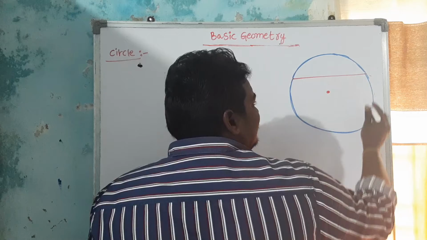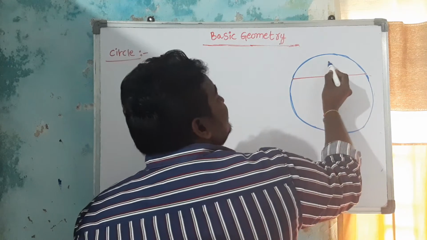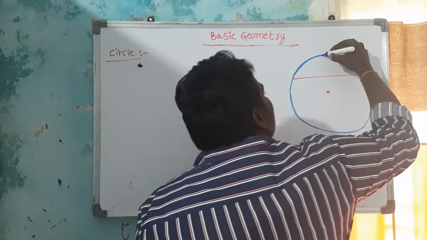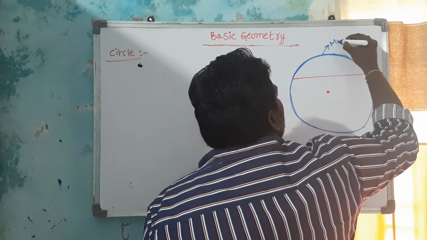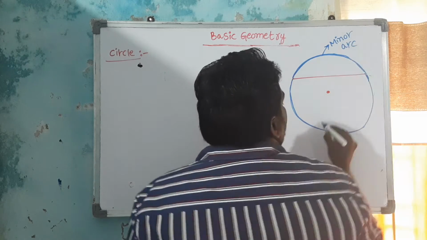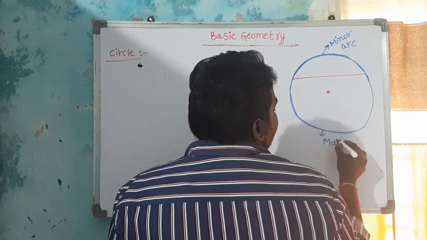Arc means, if this arc is small, it is called a minor arc. Small arc will be called a minor arc. Big arc will be called a major arc.